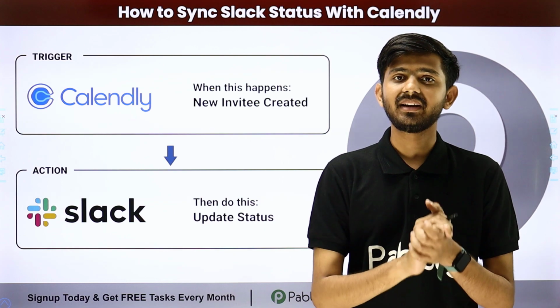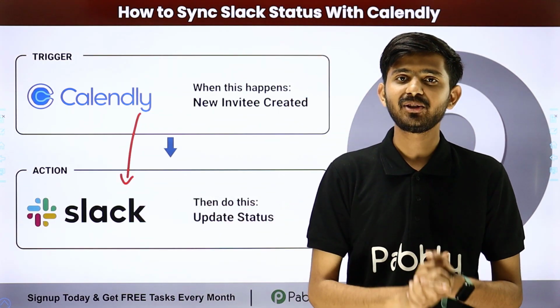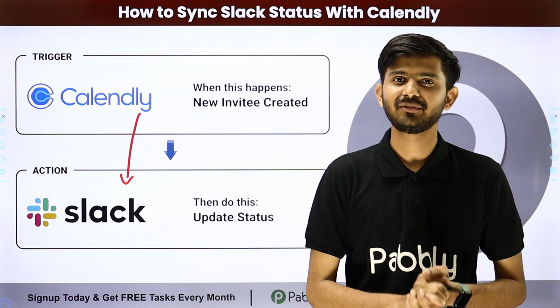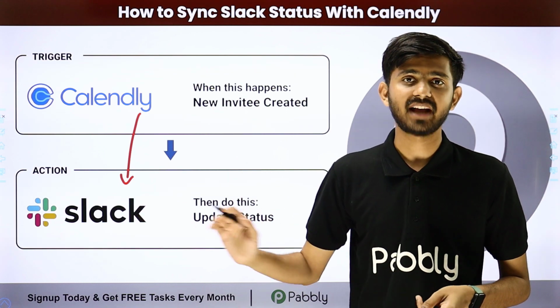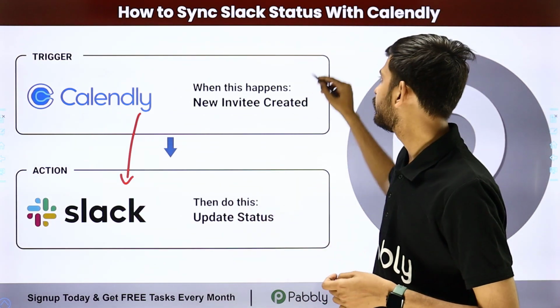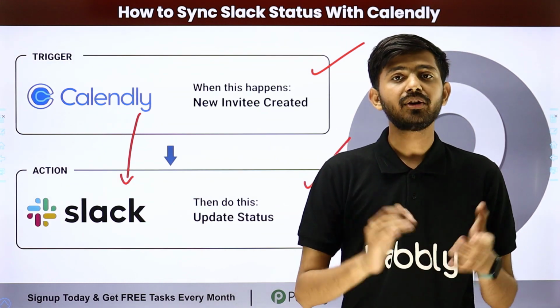So for that I have to build a connection between Calendly and Slack. So for building this connection, I'm going to use Pabbly Connect, which is an amazing software for automation and integration. In Pabbly Connect, I'm going to use trigger and action. In trigger application, I'm going to use Calendly. In action application, I'm going to use Slack. So how I'm going to build this connection?